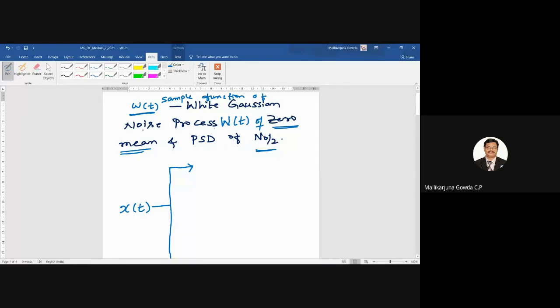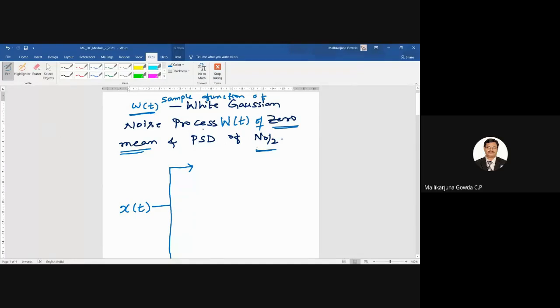Are you remembering the power spectral density of white noise? We write the frequency on the x-axis and draw one flat line, right? It's almost the Fourier transform of a delta function. Is this clear? I said small w of t is the sample function of the white Gaussian process, which I denoted by capital W of t, of zero mean and power spectral density of N naught by 2.